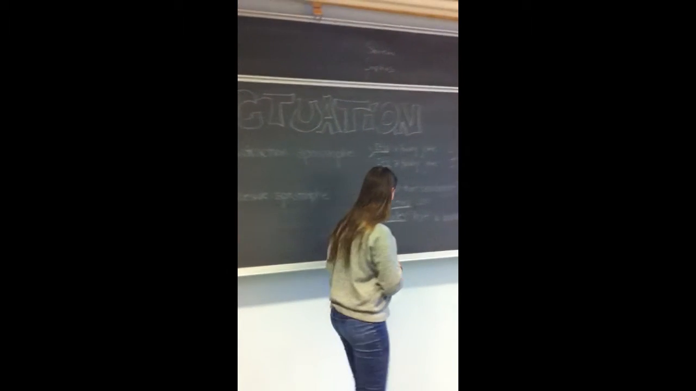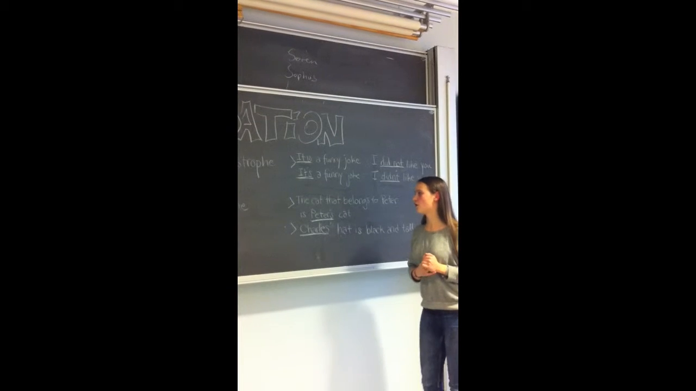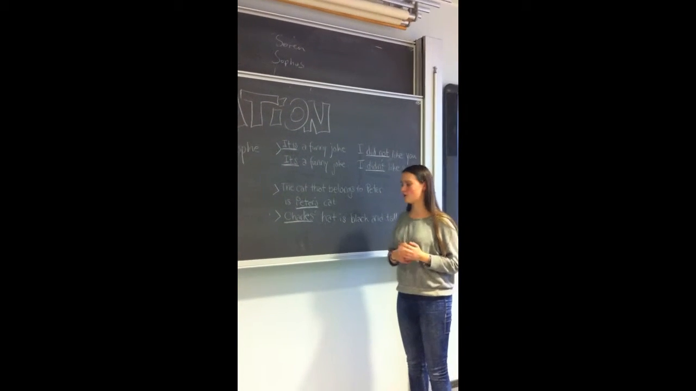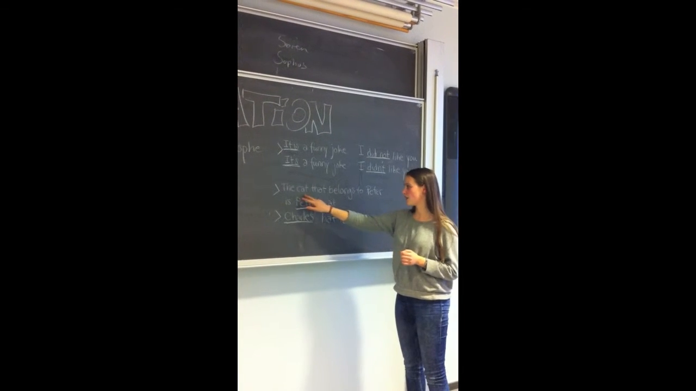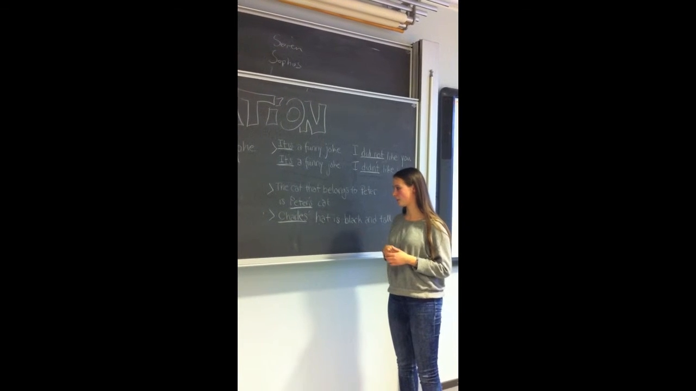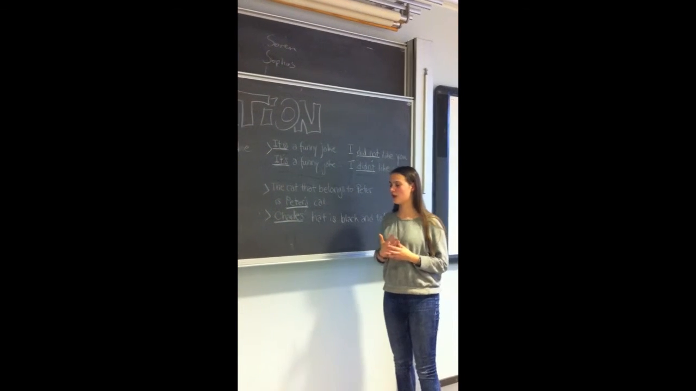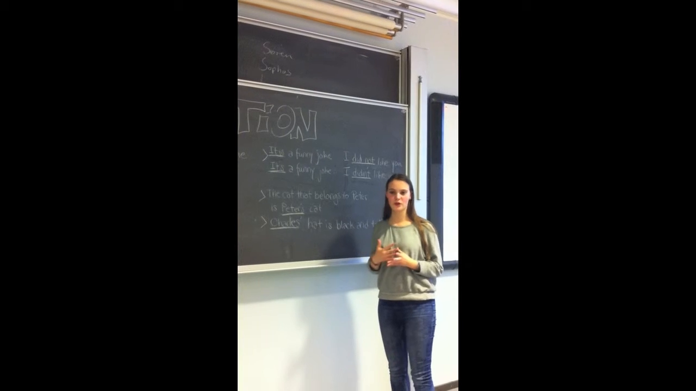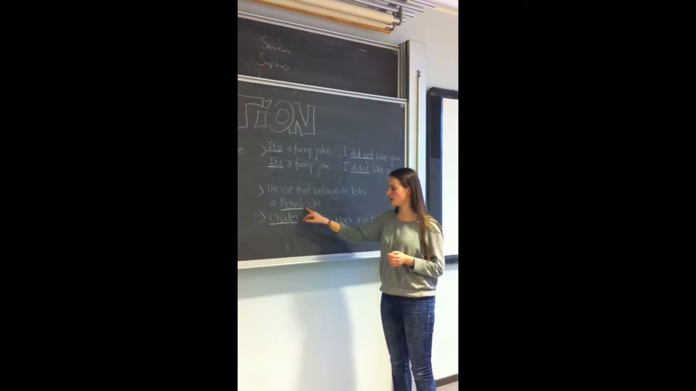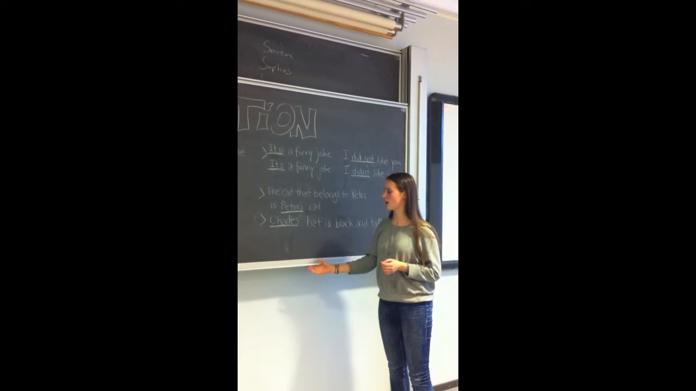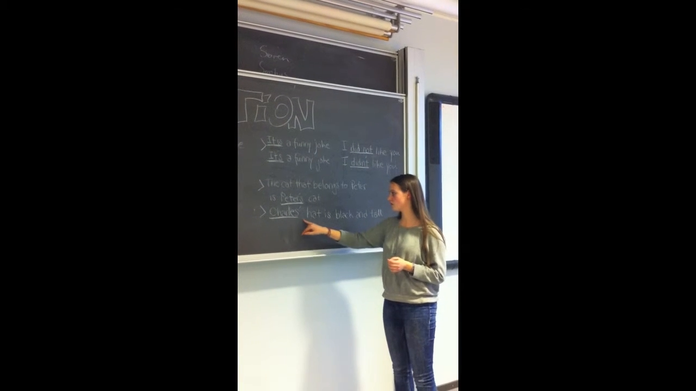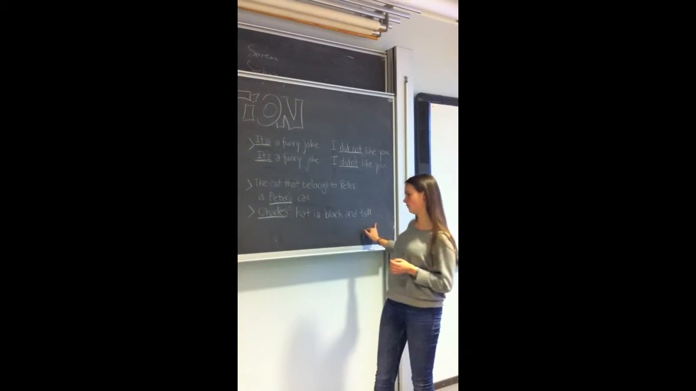For example, if we are talking about a cat that belongs to Peter, it becomes Peter's cat. The cat that belongs to Peter is Peter's cat. But if you have a name or word that ends with an S, you don't put an S at the end. Instead, you just add the apostrophe behind the S. For example, Charles' hat is black and tall.